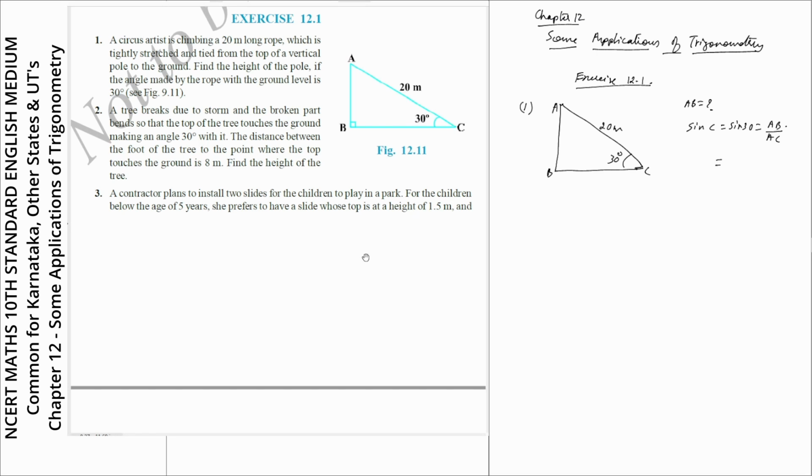Now what is sine 30 degree? Sine 30 degree we know it is 1 by 2. 1 by 2 is equal to AB by AC. AC we know it is 20 meters. So when we cross multiply, we get 20 by 2 is equal to AB. 2 ones are 2, 2 zeros are 0. So AB is equal to 10 meters. It's a very simple problem.